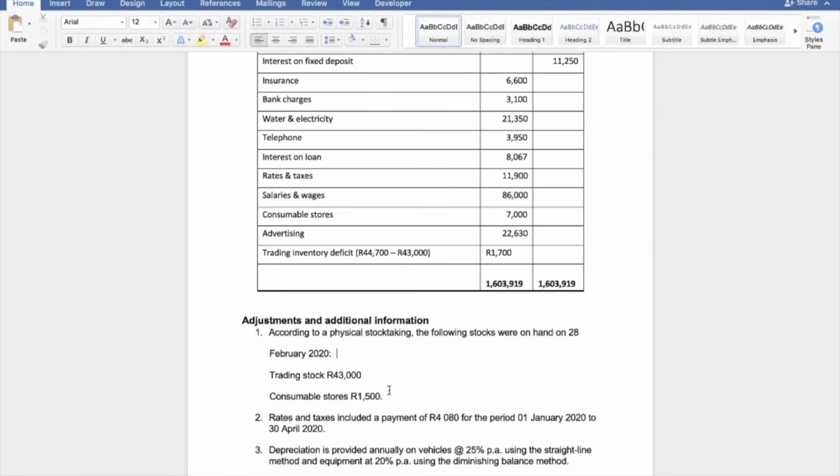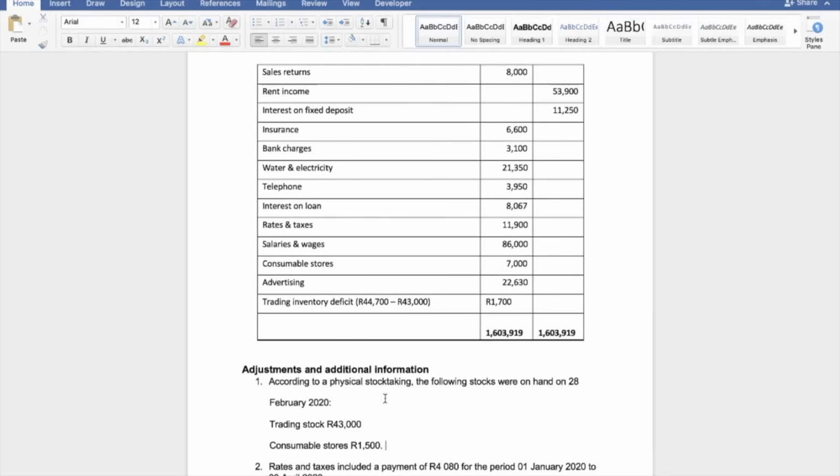Now let's look at the consumable stores. We're told consumable stores 1,500 Rand. What is consumable stores? Well, consumable stores, if I would put it simply, are the small items which are usually used in the business. That could be things like your batteries for your calculator or for your machine, or your printing paper, or envelopes that you use, or the cables that you buy, or cable ties. So those small items are what will be your consumable stores.